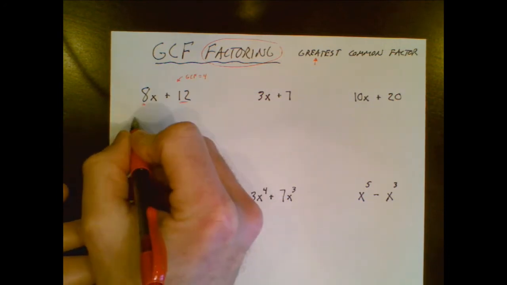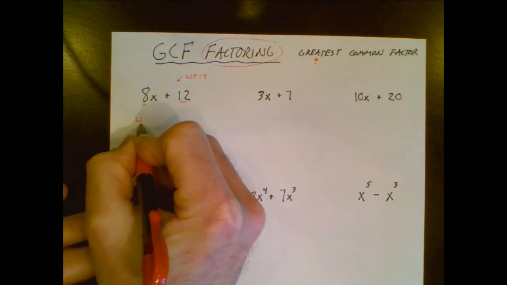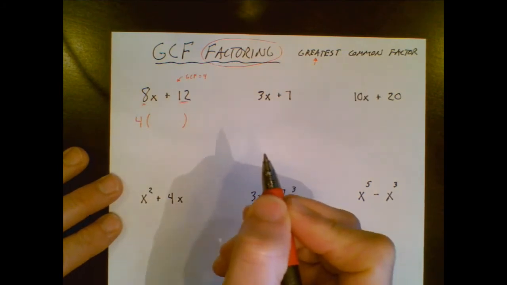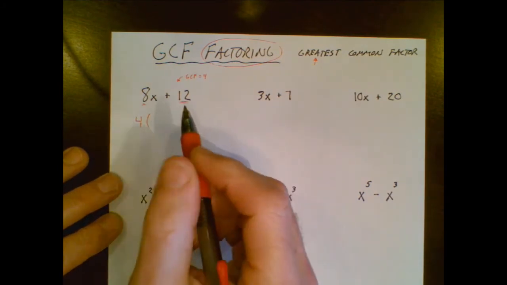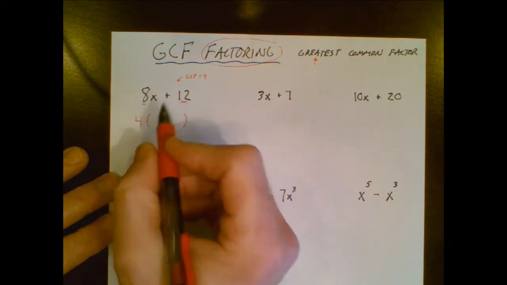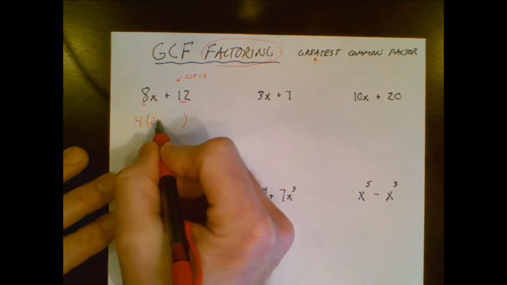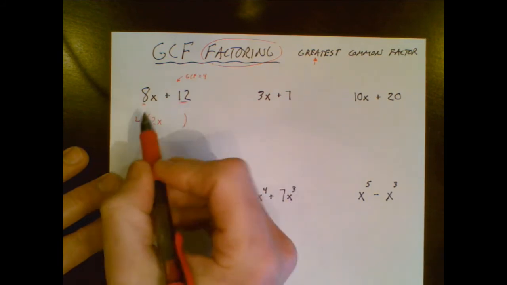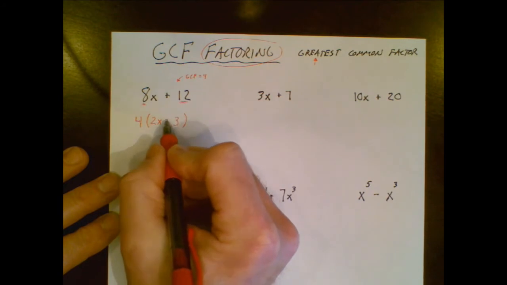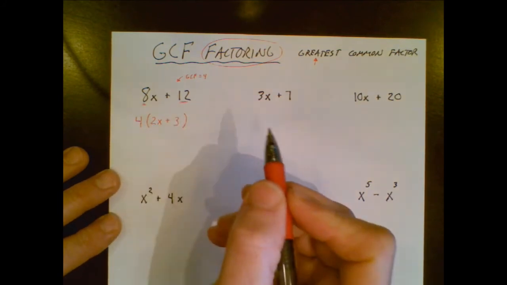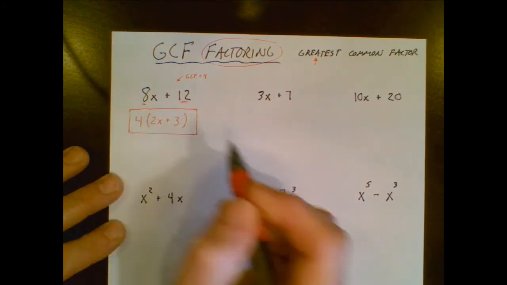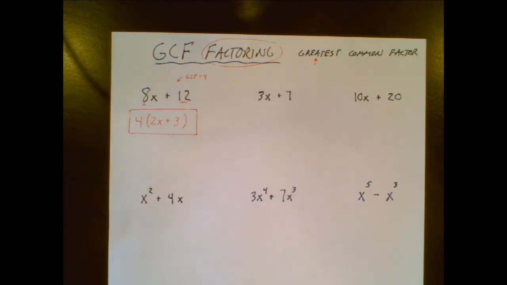When I arrive at my greatest common factor, I write it down on the paper, and then I put down some parentheses. Now I'm going to mentally divide. 4 dividing into 8x gives me 2x. Don't worry if you're not getting that yet. 4 dividing into 12 is 3. And I put down a plus sign. At this stage, I really have done my greatest common factor factoring, and I'm finished.